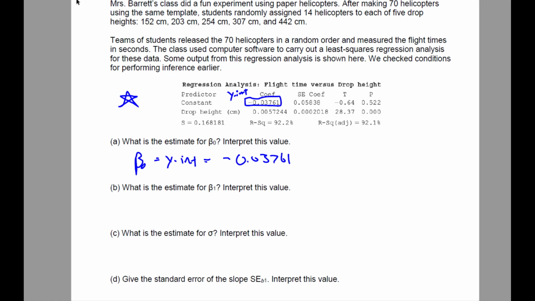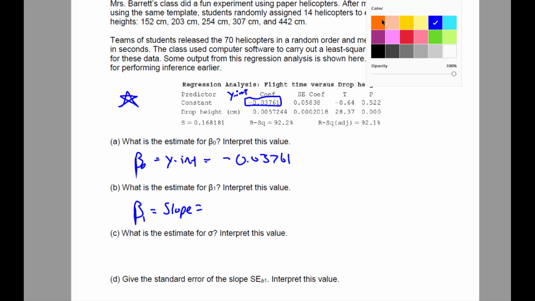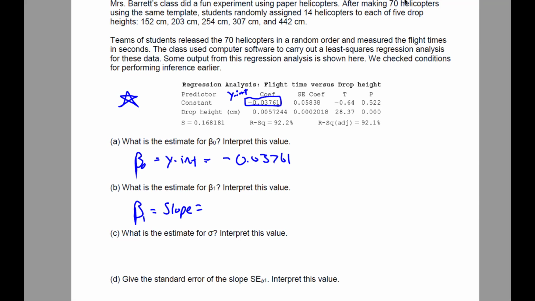That is how this table is always going to be set up, and it's always going to be that value as your y-intercept. Now, if you're looking for your b sub 1, well, that's going to be your slope, right? And your slope is always going to be this value right here underneath your y-intercept value. In this case, they're talking about drop height. They just want to know how these helicopters, I believe, dropped from the drop height. So that's your slope for the value.